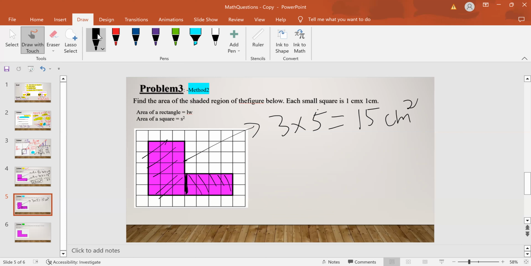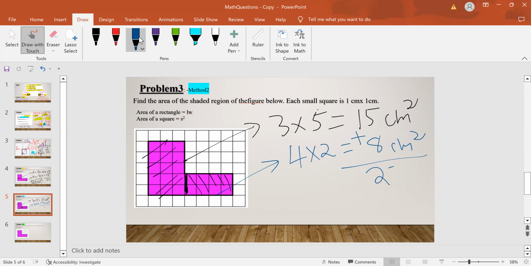Now the second area here will be what? 1, 2, 3, 4. 4 times 2. We have 4 times 2, or 2 times 4, is 8. And the unit here is again square centimeter. Now if you do 15 plus 8, that gives you the same value, 23 square centimeters. Okay, that is method 2.